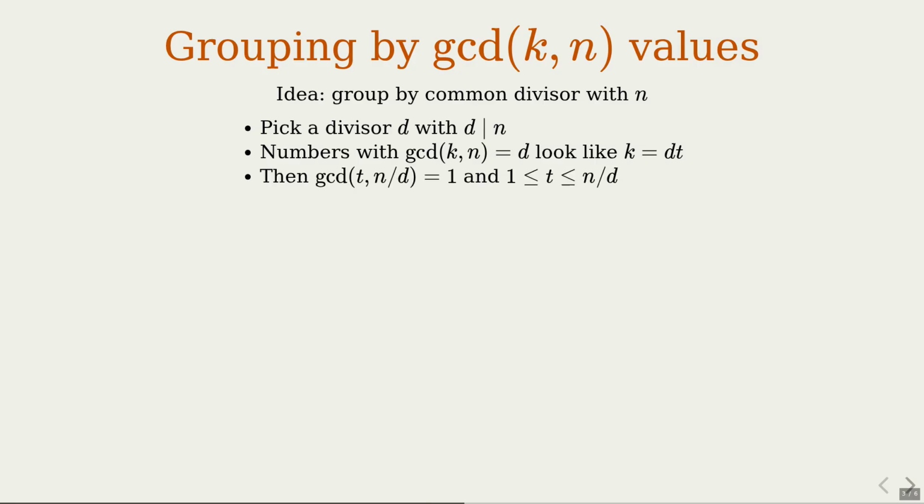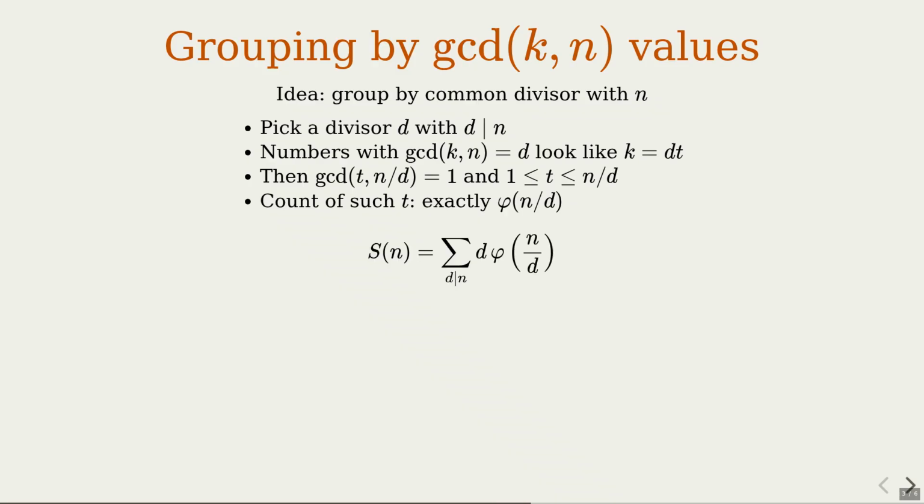When we divide both k and n by d, the new pair t and n over d must be relatively prime. Otherwise, the greatest common divisor would have been larger than d. The number of t between 1 and n over d that are relatively prime to n over d is exactly the totient of n over d. So each divisor d contributes d times phi of n over d to the big sum.